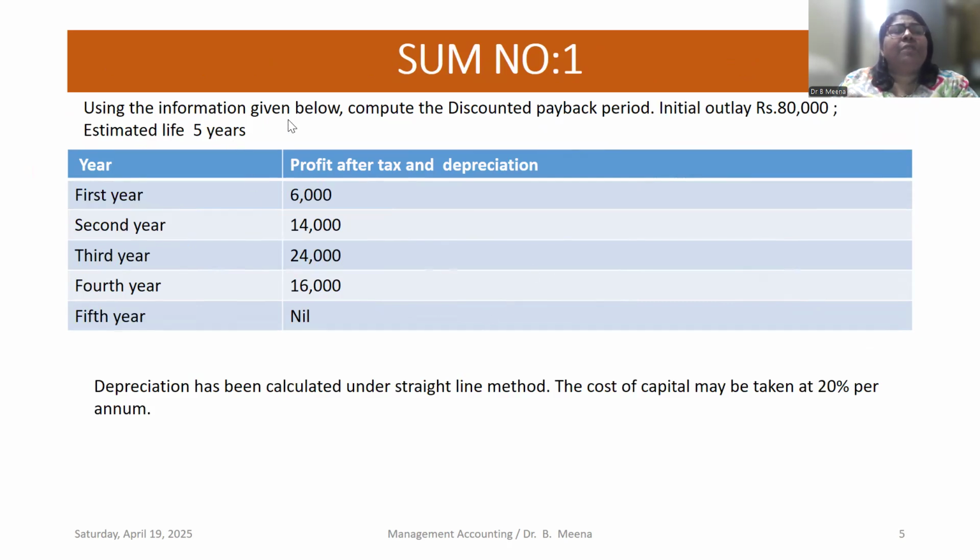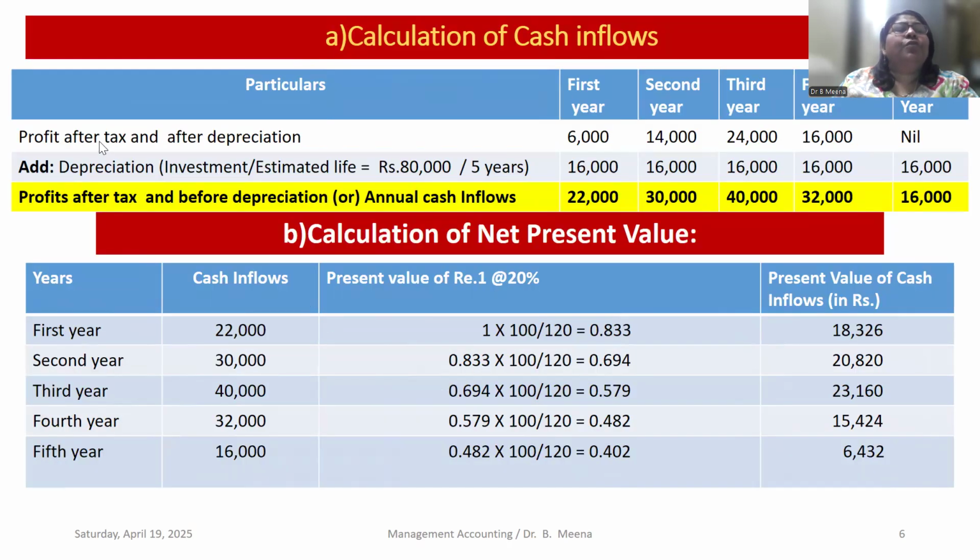Using the information given below, compute the discounted payback period. The initial outlay, that is the investment value, is 80,000. The estimated life is given as 5 years, and only the profit after tax and depreciation are given, so straight away we can work out the present values. Profit after tax and after depreciation is given, so we need to work out the profit after tax and before depreciation. So we need to add the depreciation.